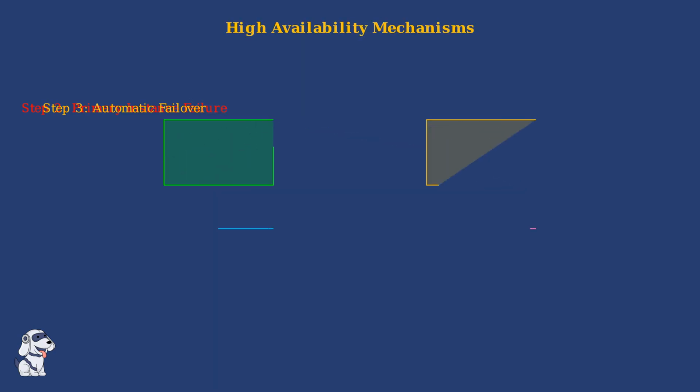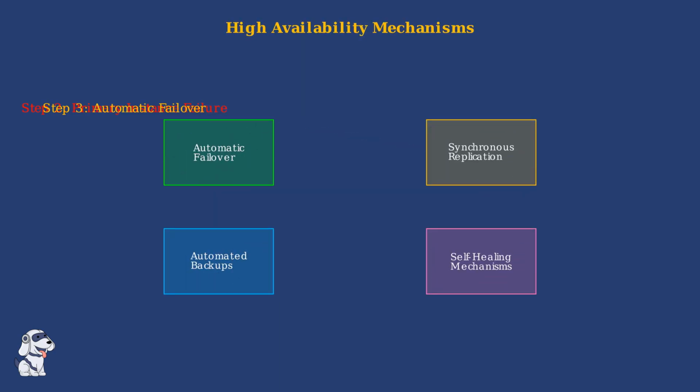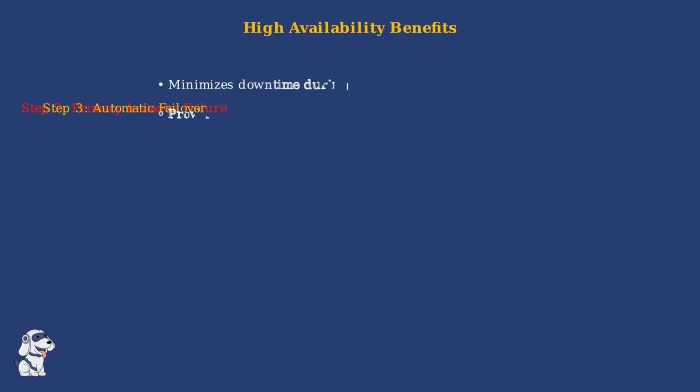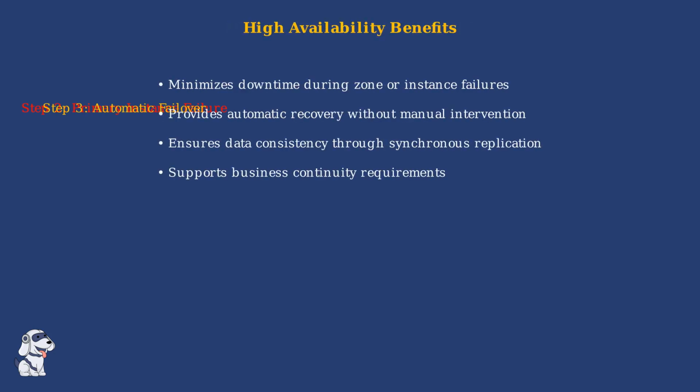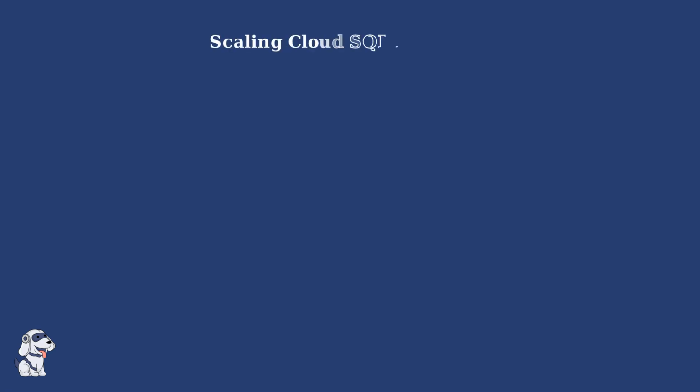Cloud SQL provides high availability through four key mechanisms: automatic failover for rapid recovery, synchronous replication for data consistency, automated backups for data protection, and self-healing mechanisms for proactive issue resolution. High availability in Cloud SQL delivers significant benefits. It minimizes downtime during failures, provides automatic recovery without manual intervention, ensures data consistency through synchronous replication, and supports critical business continuity requirements. Cloud SQL provides two primary scaling approaches to handle increasing workloads and traffic demands.